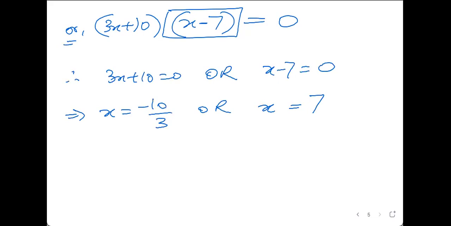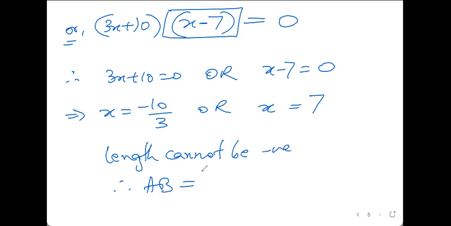Now remember, this x is not any x. This is the length of a side, the length of the side AB. Now no length can be negative. Length cannot be negative. Length cannot be less than 0. Therefore, AB equals 7 only. That means x equals 7 only. If x equals 7, AB equals 7.